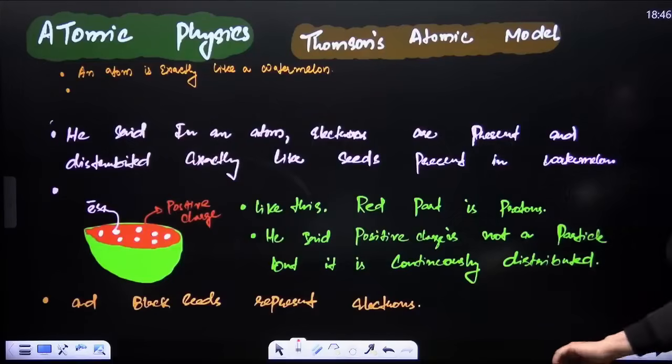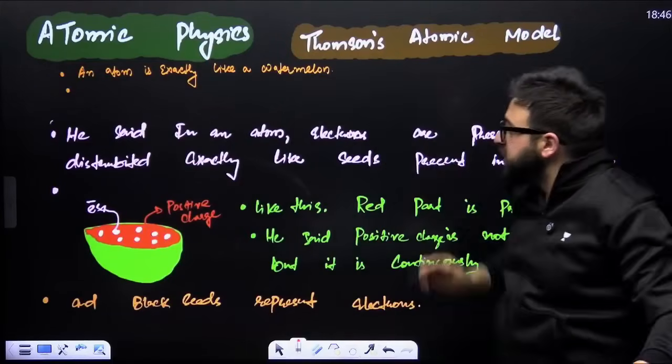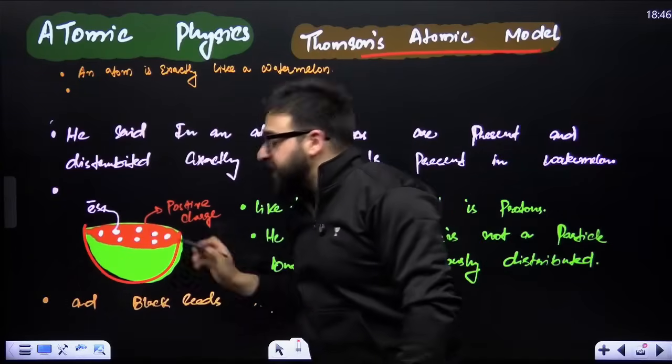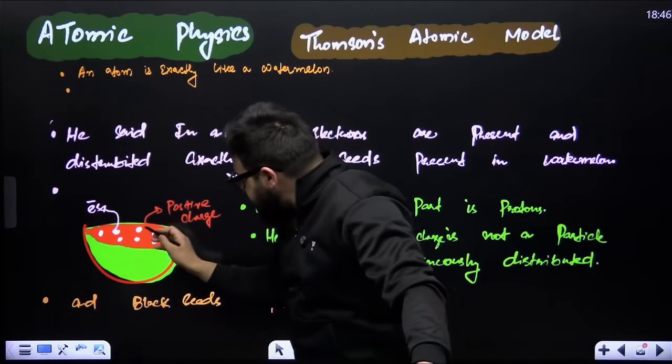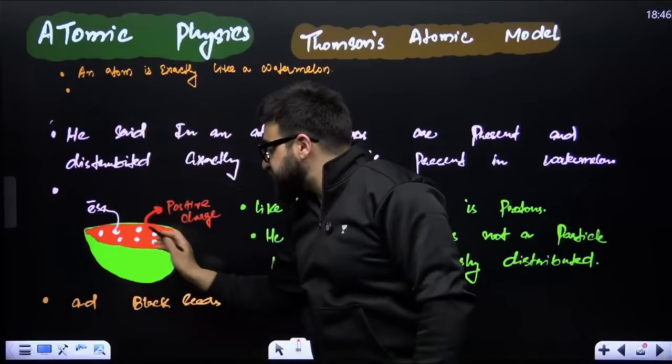Then my dear NEET aspirants, we are done with dual nature of matter and radiation. Now we have atomic physics. The first model of the atom was Thomson's atomic model. Thomson said that an atom is exactly like a watermelon, in which the red portion which we eat means positive charge, and the seeds represent electrons.